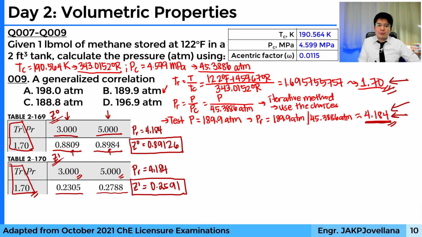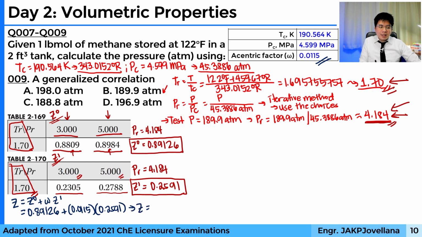Now that we have the values of Z0 and Z1, we can apply Lee-Kesler method for the computation of the compressibility factor. So Z is equal to Z0 plus omega Z1. So Z0 is 0.89126 plus omega Z1. The value of omega from the tables is 0.0115 and then Z1 is 0.2591. So we can solve for the value of Z. This is equal to around 0.89.